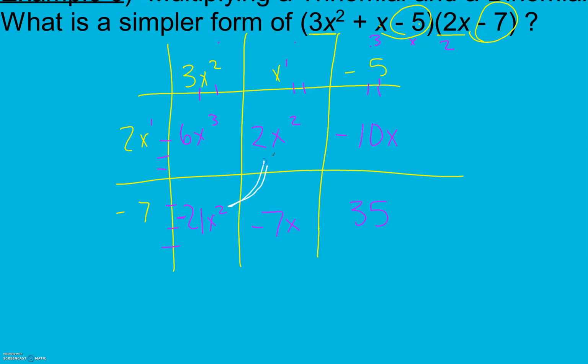Here I'm going to combine these like terms and these and put it in standard form. So 6x cubed, negative 21 plus 2, negative 19x squared, negative 7 minus 10, negative 17x, and a plus 35.